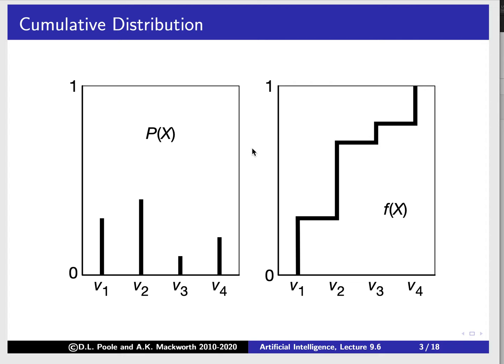So now we want to just pick a number at random. We're going to pick numbers at random on this y-axis here. And notice that with probability 0.3, it's going to hit this bar here, and that is exactly equal to the probability of v1.